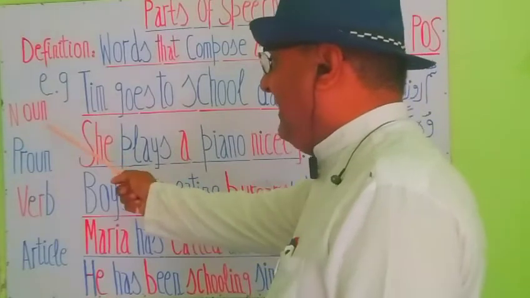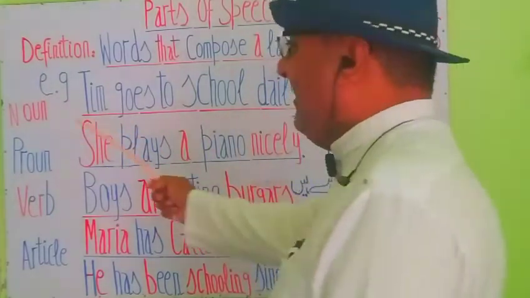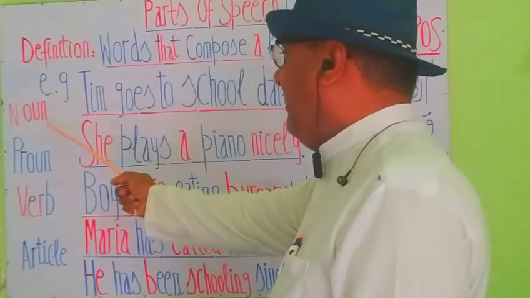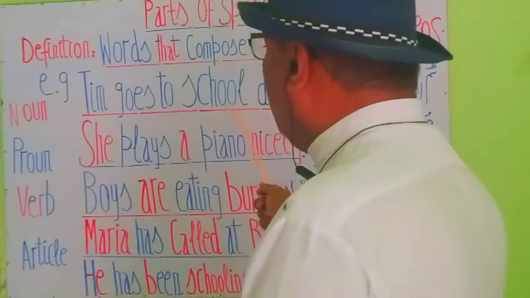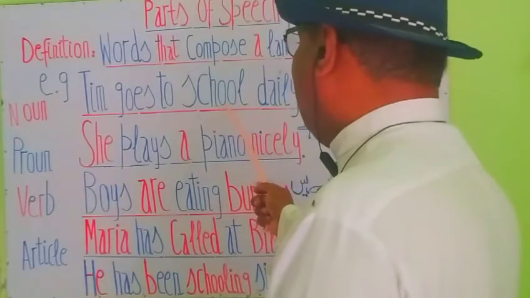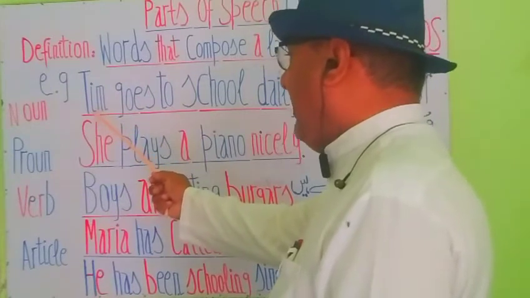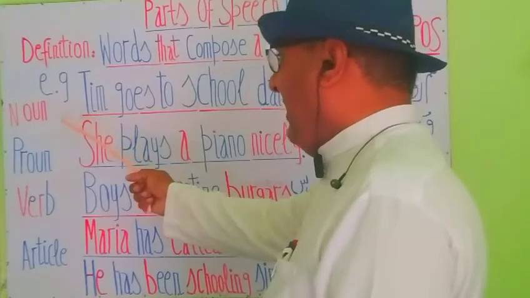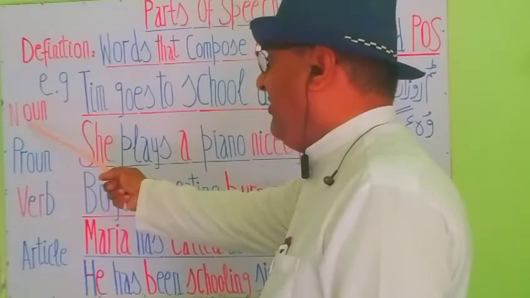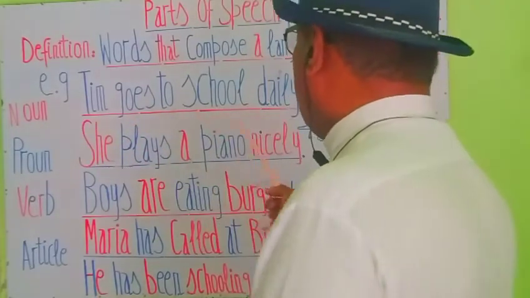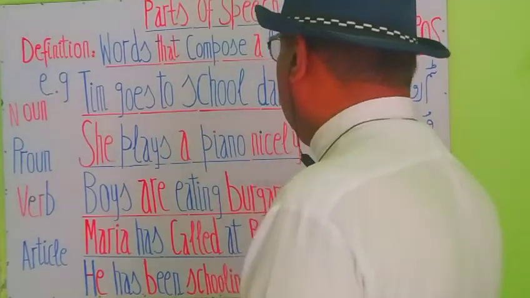Here we have set the examples of noun, which are Tim and school, and a noun is the name of a person, a thing and a place. School is a place, so this is a noun, and Tim is the name of a person, so Tim also is a noun. So we have discussed, by example, the first part of speech, noun. Tim goes to school daily.